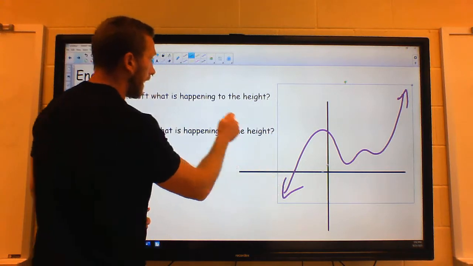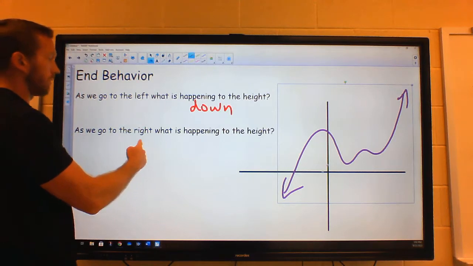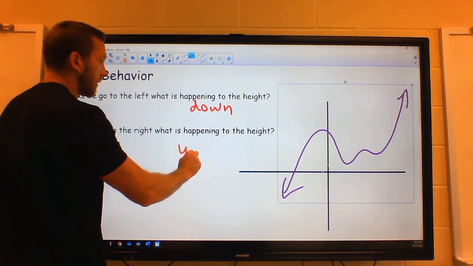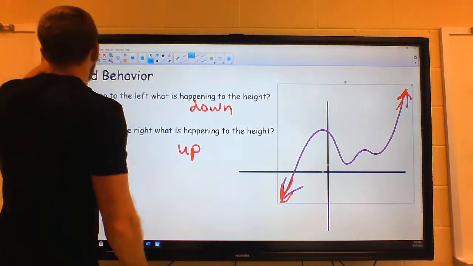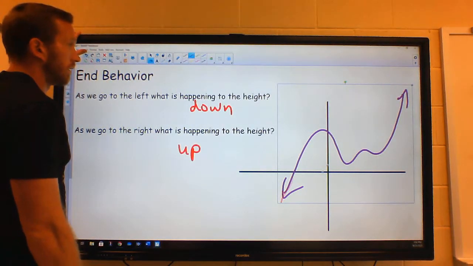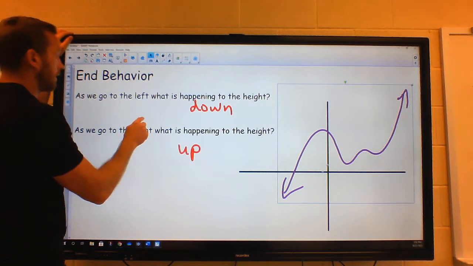Here, as we go to the left, it's going down. Here, as we go to the right, it's going up. Here left is down, the right went up. So how do we write that?